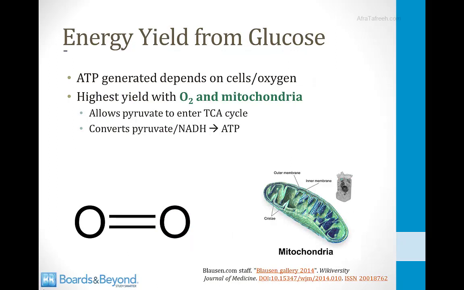Let's talk about how much energy a cell can derive from a molecule of glucose using glycolysis. The number of ATP that are generated depends on whether the cell has mitochondria and oxygen. The highest yield comes from cells that have both oxygen available and mitochondria. This allows pyruvate to enter the TCA cycle and it converts pyruvate and NADH into more molecules of ATP.